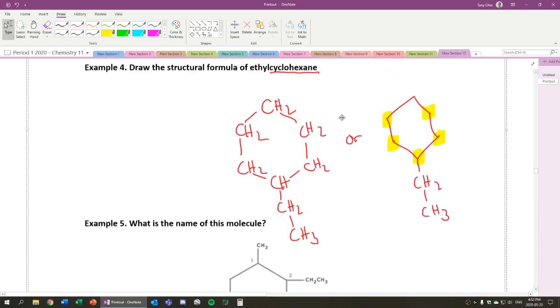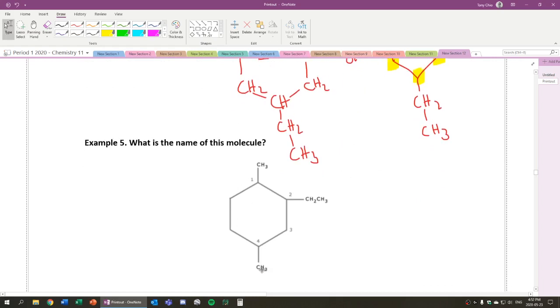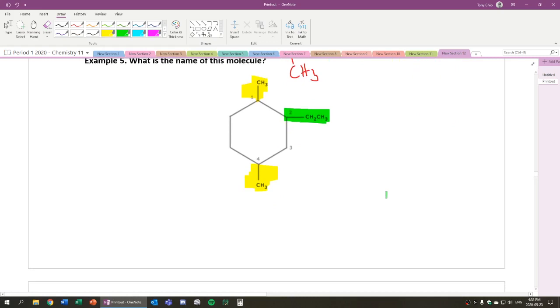So if you look at this example here, this is how we'll name it. You want to name this molecule, so you see there are two methyl groups, here's a methyl group, here's another methyl group, and they're at 1 and 4, and here's an ethyl group at number 2. So to name this one, again, we're going to name it alphabetically. So we have 2-ethyl, because there's more than one branch, we need the number, 1,4-dimethylcyclohexane.